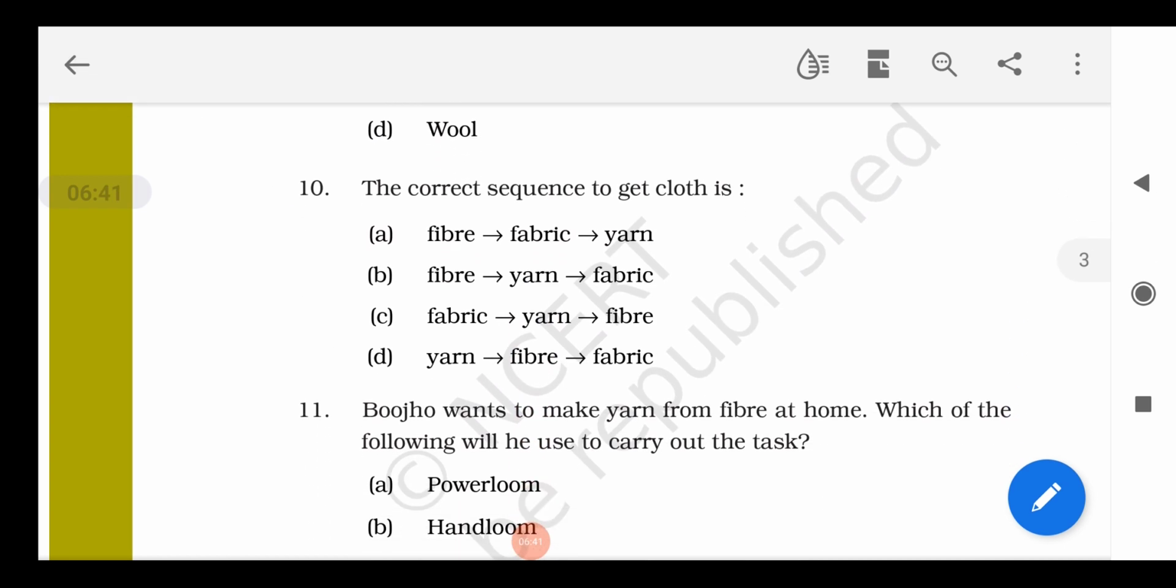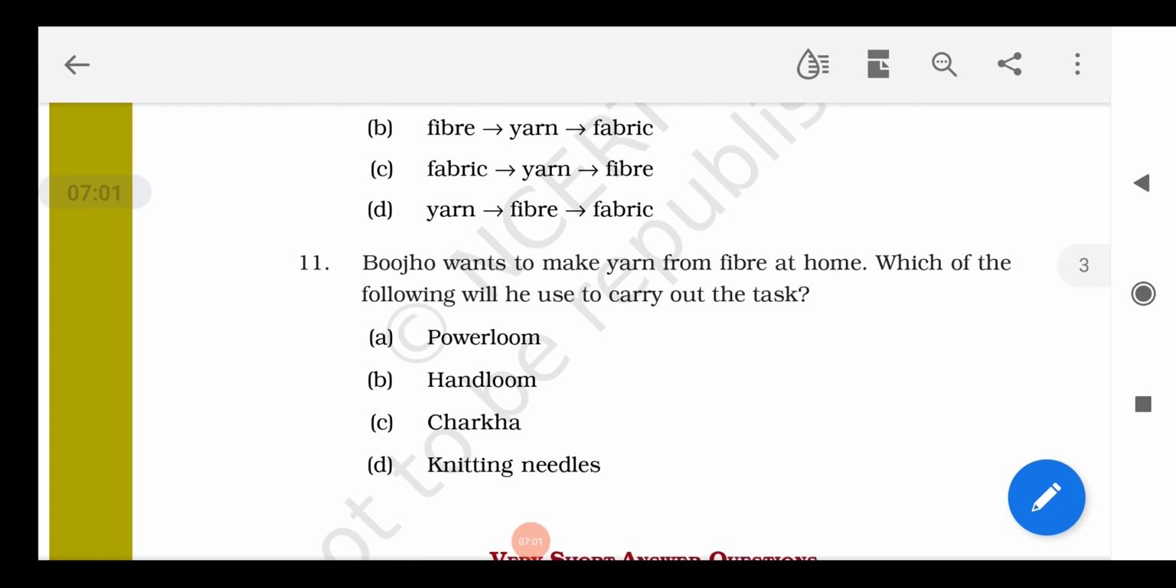Now question number 10, the correct sequence to get the cloth. The correct sequence is, first of all, we convert the fiber into yarn. Okay, ऊन को हम धागे में convert करते हैं, and then yarn into fabric. Fabric बने उसको कपड़ों में बदलते हैं, clothes में बदलते हैं. So option number B is the correct one.